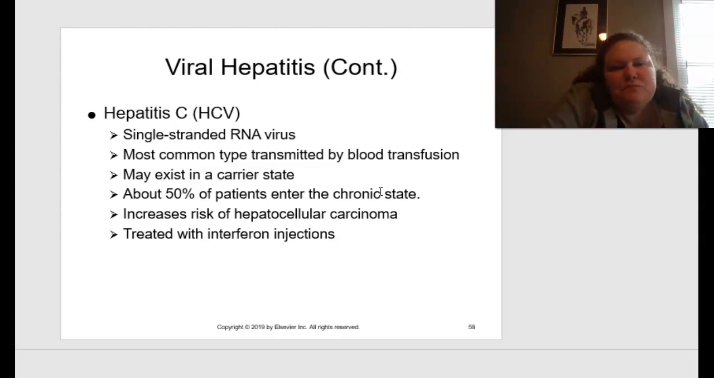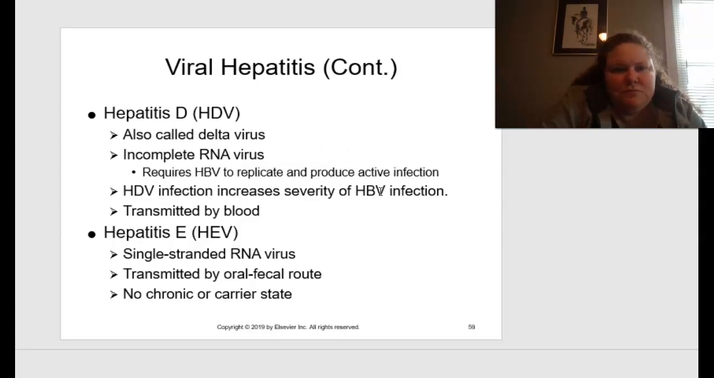Hep C is a single-stranded RNA virus. This is the most common, transmitted by blood transfusions, and it may exist in a carrier state. About 50% of patients enter into the chronic state, and you have an increased risk of hepatocellular carcinoma, and this can be treated with interferon injections.